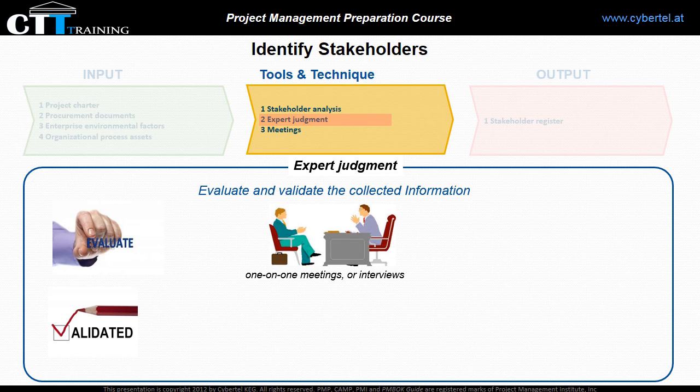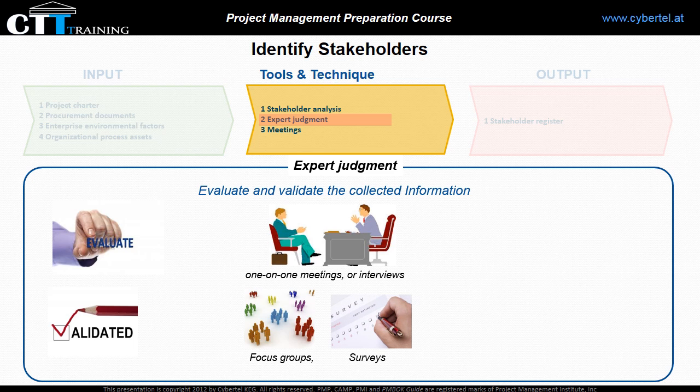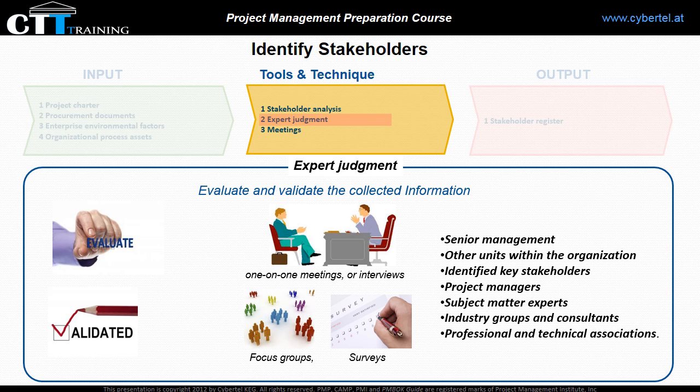This is done by asking individual experts with specialized knowledge through one-on-one meetings or interviews, and also through groups with specific expertise by performing focus groups, surveys, etc. Those individuals or groups are senior management, other units within the organization, identified stakeholders, project managers who may work on projects in the same area directly or through lessons learned, subject matter experts in business or project area, industry group or consultants, and professional or technical associations.